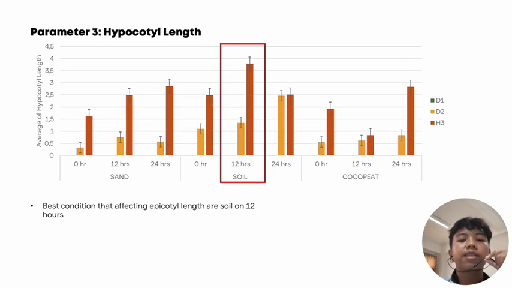The third parameter is hypocotyl length. As you can see in the graph, the hypocotyl grew longest in soil media with 12 hours of light. And the hypocotyl does not appear on the first day because on the first day the hypocotyl is in the process of development, and they appear on day 2 in every variation of the factors.